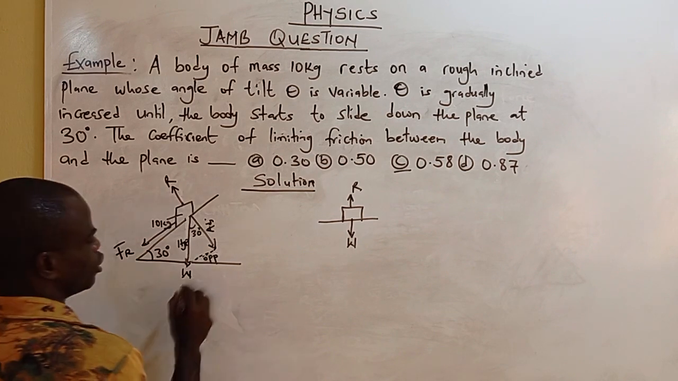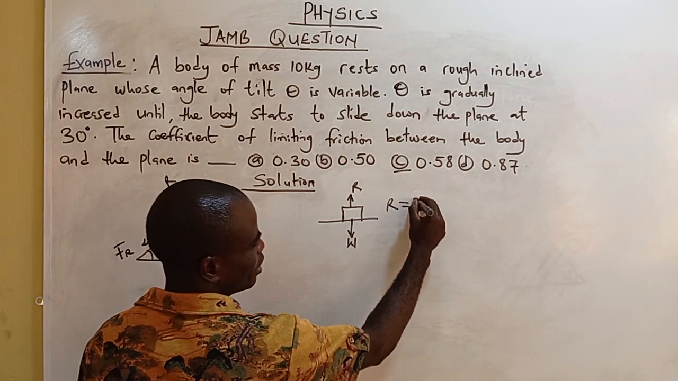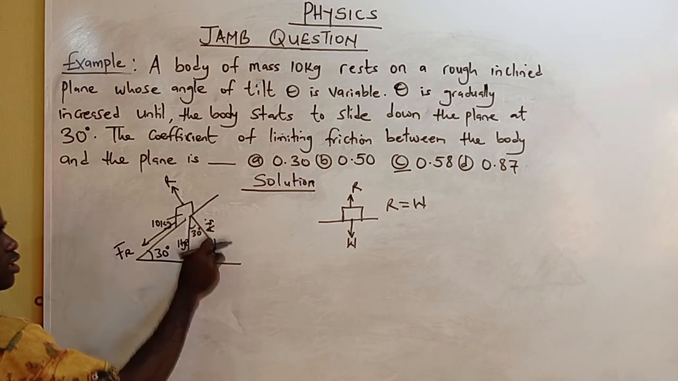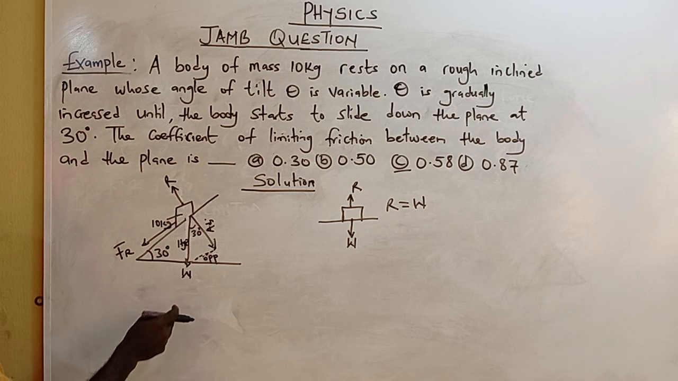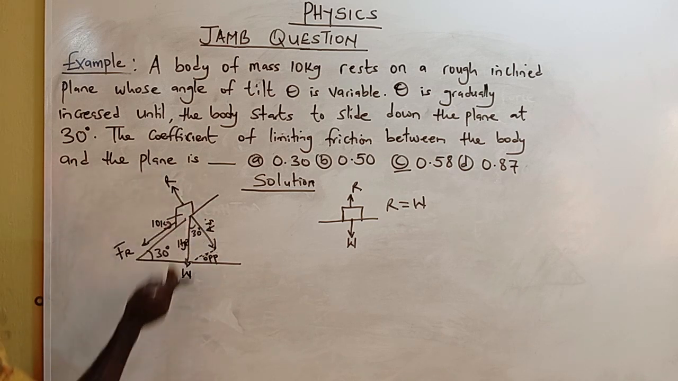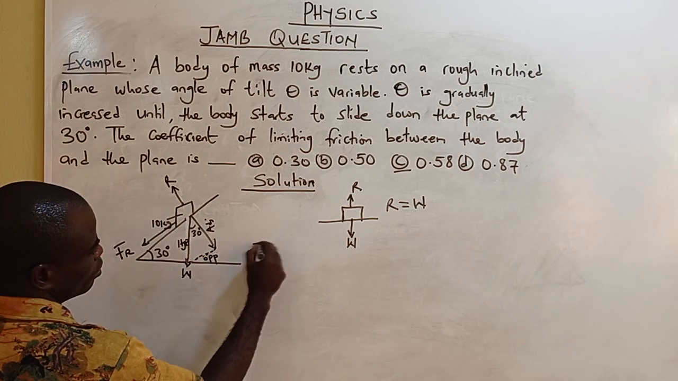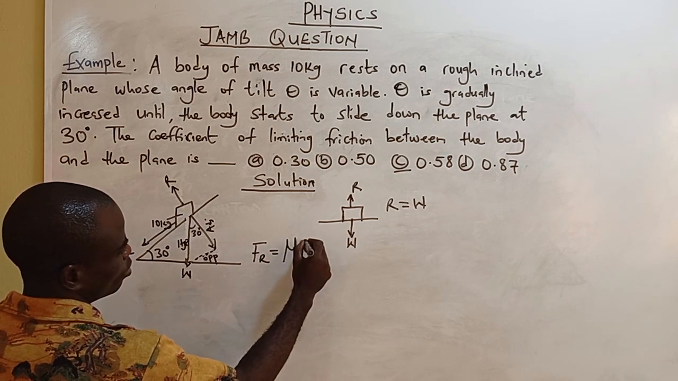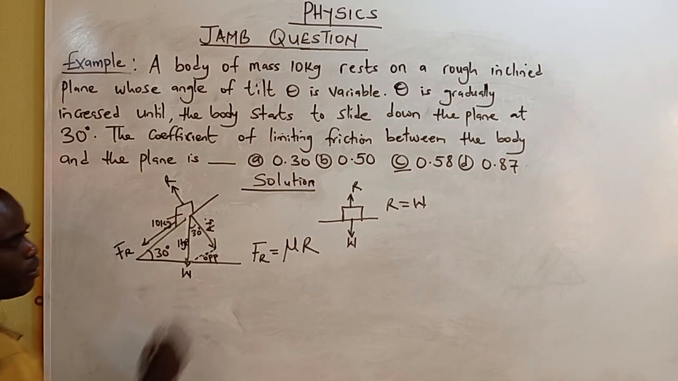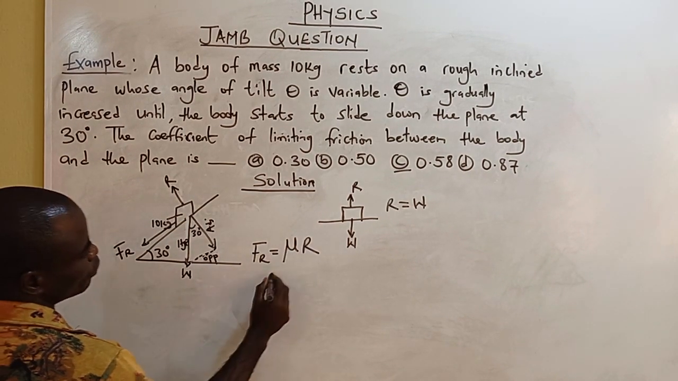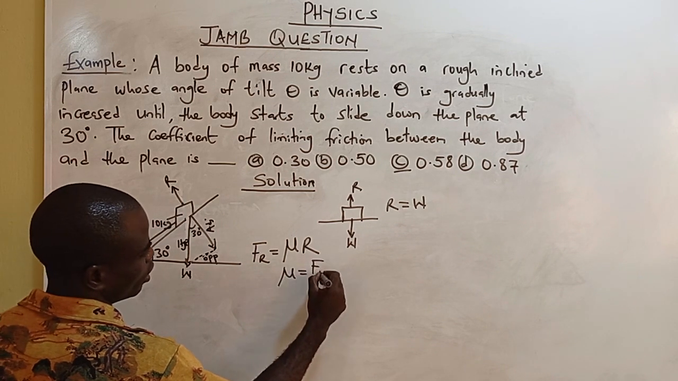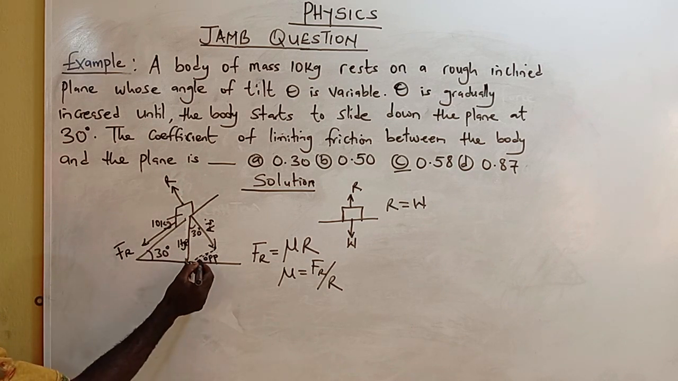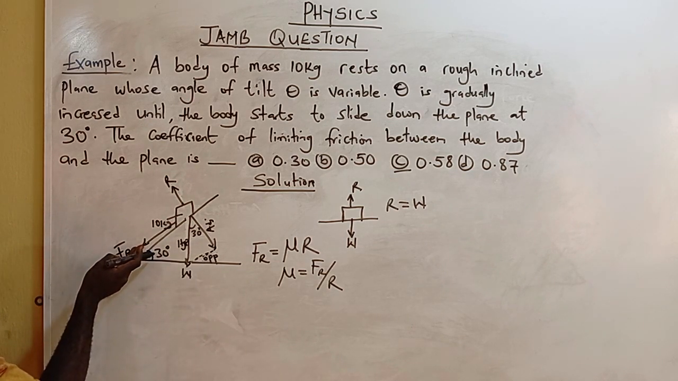We have to look for the coefficient. On a flat surface, R is directly equal to W, the weight. But in this case, we have to resolve it to get it directly opposite, because the weight is acting in a slant way because of the inclination. Limiting friction equals the coefficient of friction times the normal reaction. Here's the formula. We have to look for the coefficient of limiting friction, which is FR over R. Anything you get as your opposite is equivalent to the FR.